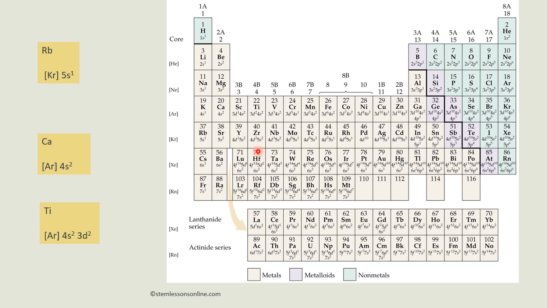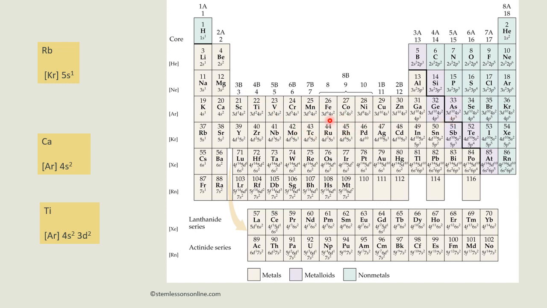Another example, if you want to write for titanium, we will again pick argon, right? And then we have to continue from here. I don't have to write 4s1, but I have to write 4s2 because it's completely filled. Then I will write 4s2 and it will be 3d2. So that's the way you have to write for titanium. Okay, so you can pick any other element and practice like that.